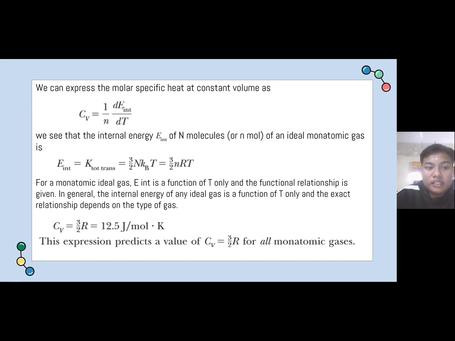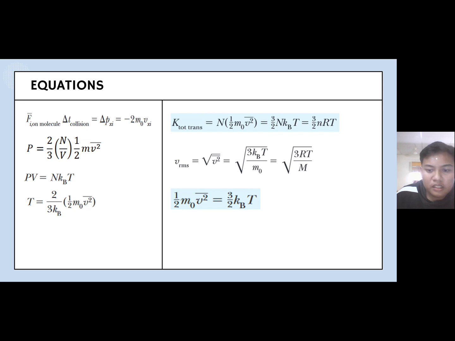We see that the internal energy E internal of n moles of an ideal monatomic gas is E internal equal to K total translational, which we just showed right now, which is this one. Hope you guys see it.